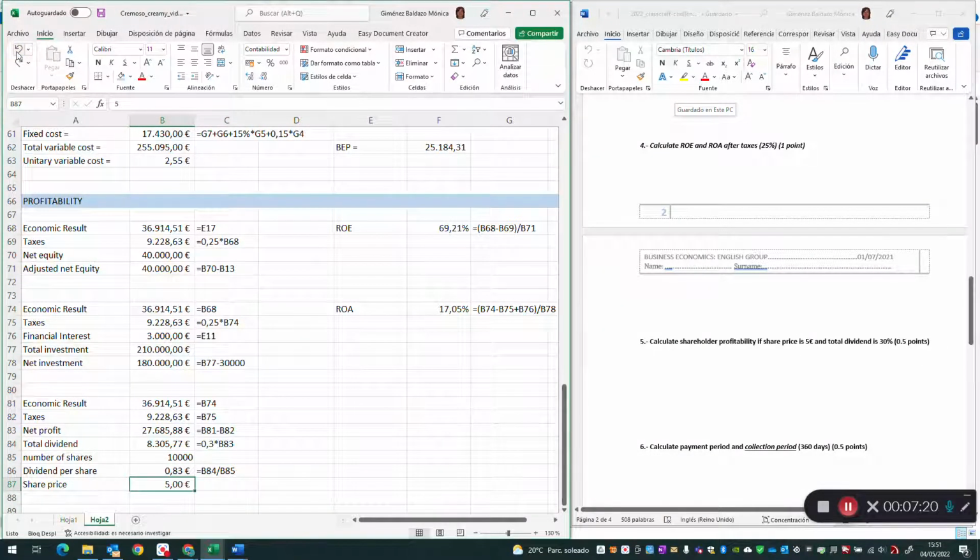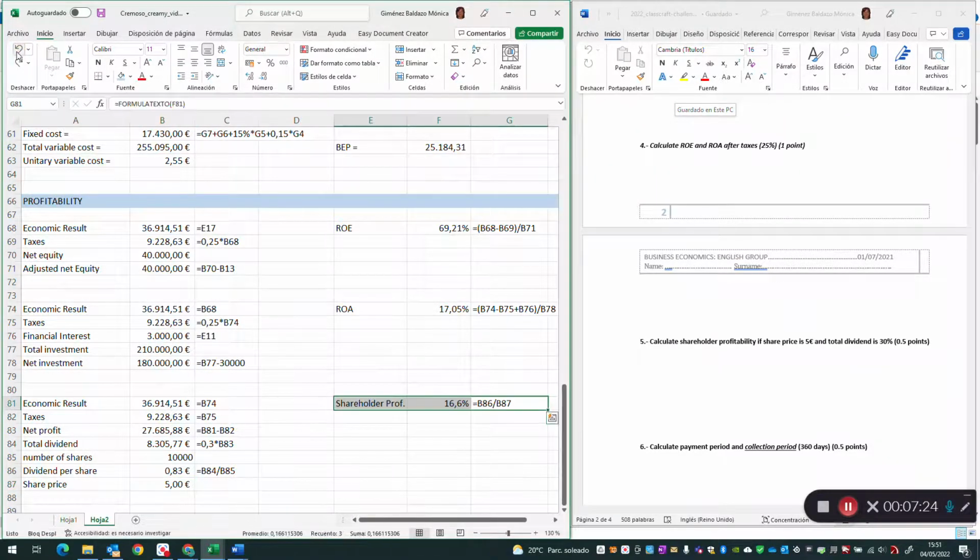Okay? Now we can just apply the formula. The shareholder profitability is dividing the dividend per share by the share price.